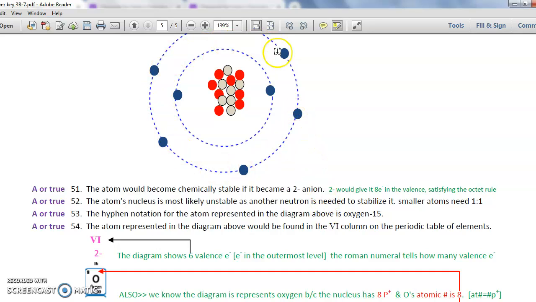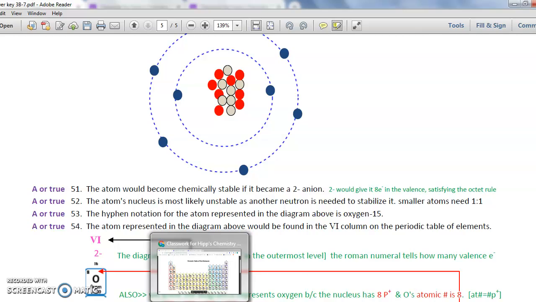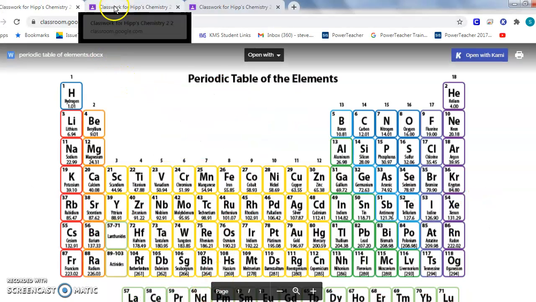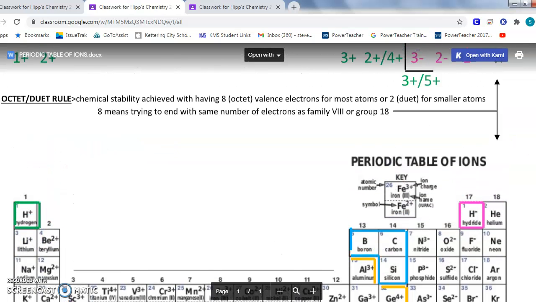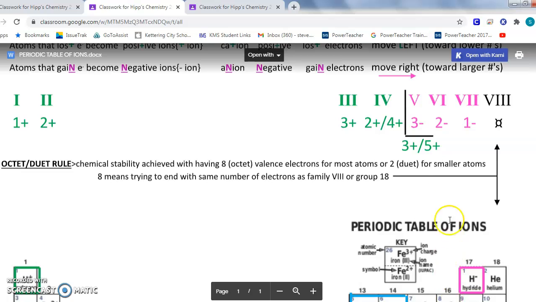53. 54, the atom in the diagram would be found in column 6. Well, there's 6 electrons in its outermost level or valence level. We know the Roman numerals on the periodic table correspond to the number of electrons in the valence. So we would expect it to be 6, but let's double check. There are 8 protons, so we know that this atom belongs to the element oxygen. So let's find oxygen. Number 8, there it is, group 16, which means it's the 16th group from the left. That's the group number. But we go to the top, there's the Roman 6. Yes, it should be Roman 6.